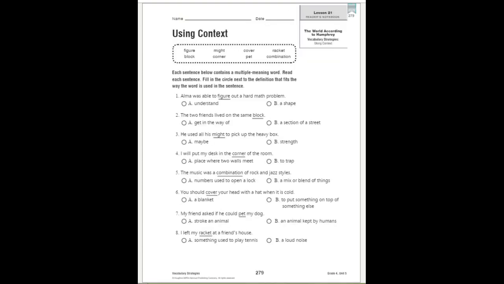Here's where you can really shine. Reader's notebook, page 279. Each sentence below contains a multiple meaning word. Read each sentence and then fill in the circle next to the definition that fits the way the word is used in the sentence. Okay? So Elma was able to figure out a hard math problem. Was she able to understand it, or is figure used as a shape in this sentence? Simple, right? She was able to understand a hard math problem. All right, do the rest of the sheet, and then you are done, my friends.